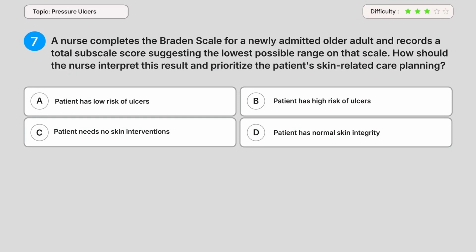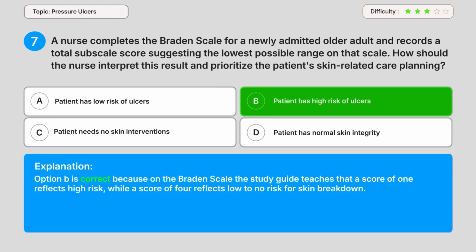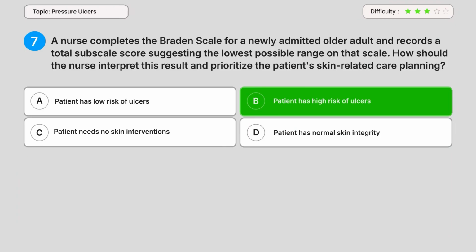Correct answer. B. Patient has high risk of ulcers. Option B is correct, because on the Braden scale, a study guide teaches that a score of 1 reflects high risk, while a score of 4 reflects low to no risk for skin breakdown.